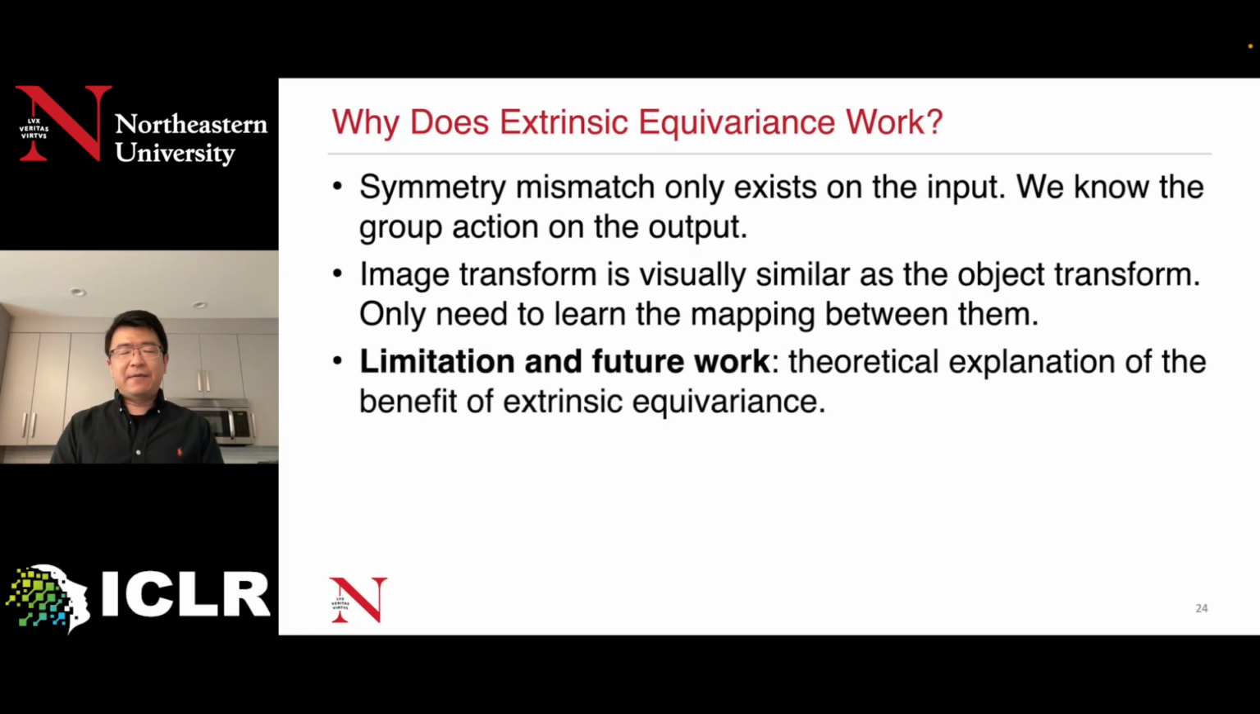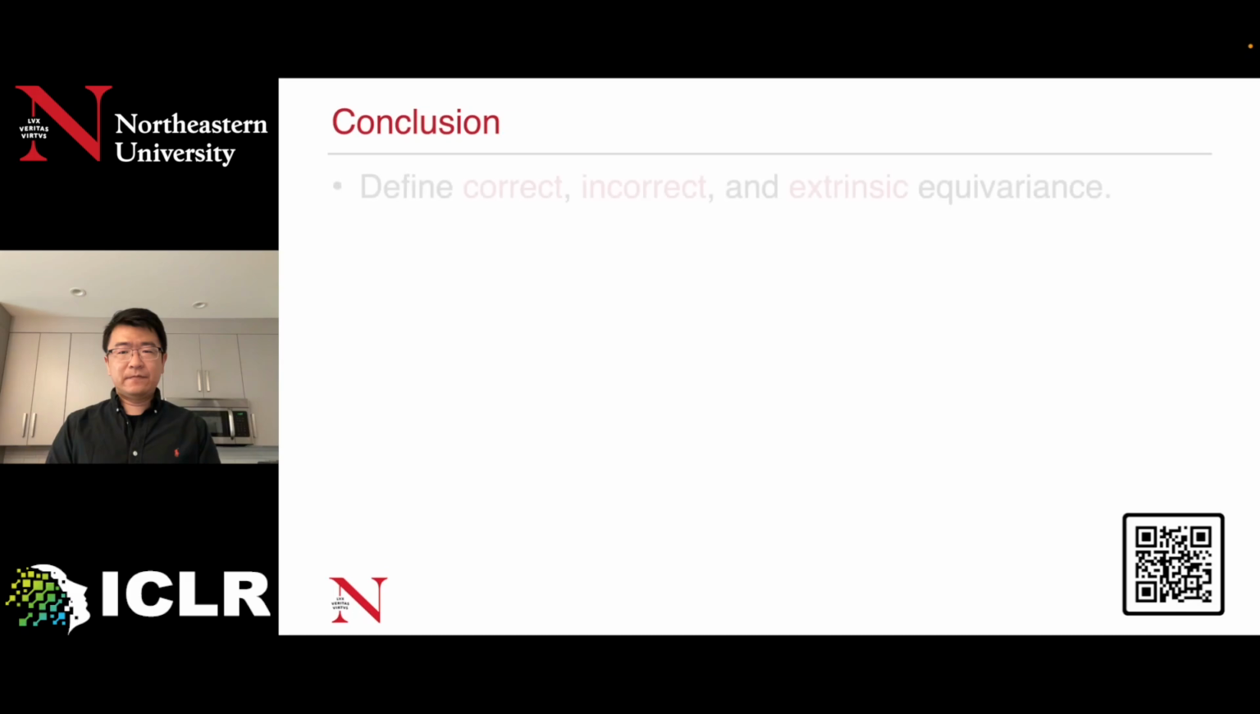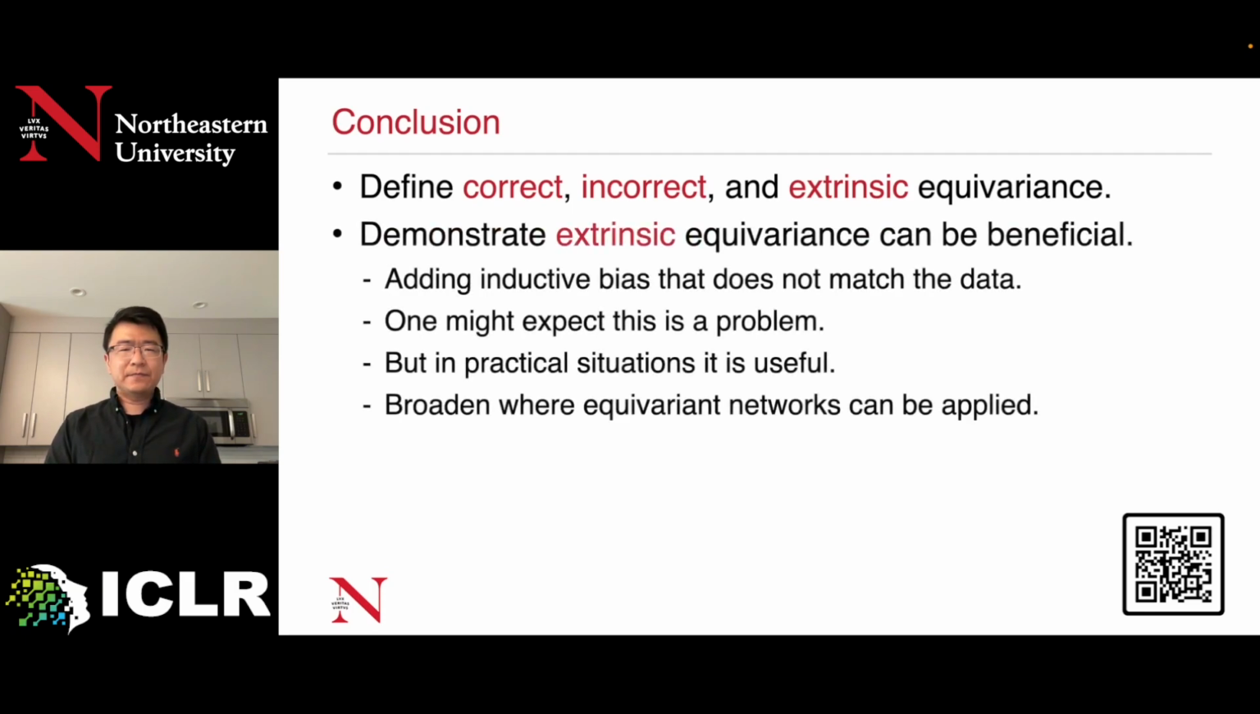Although we have some hypotheses, a major limitation of our work is that we don't have a theoretical explanation of why extrinsic equivariance is beneficial, and we will leave it for future work. To sum up, we make two major contributions. First, we define correct, incorrect, and extrinsic equivariance. We also demonstrate experimentally that extrinsic equivariance can be very helpful.